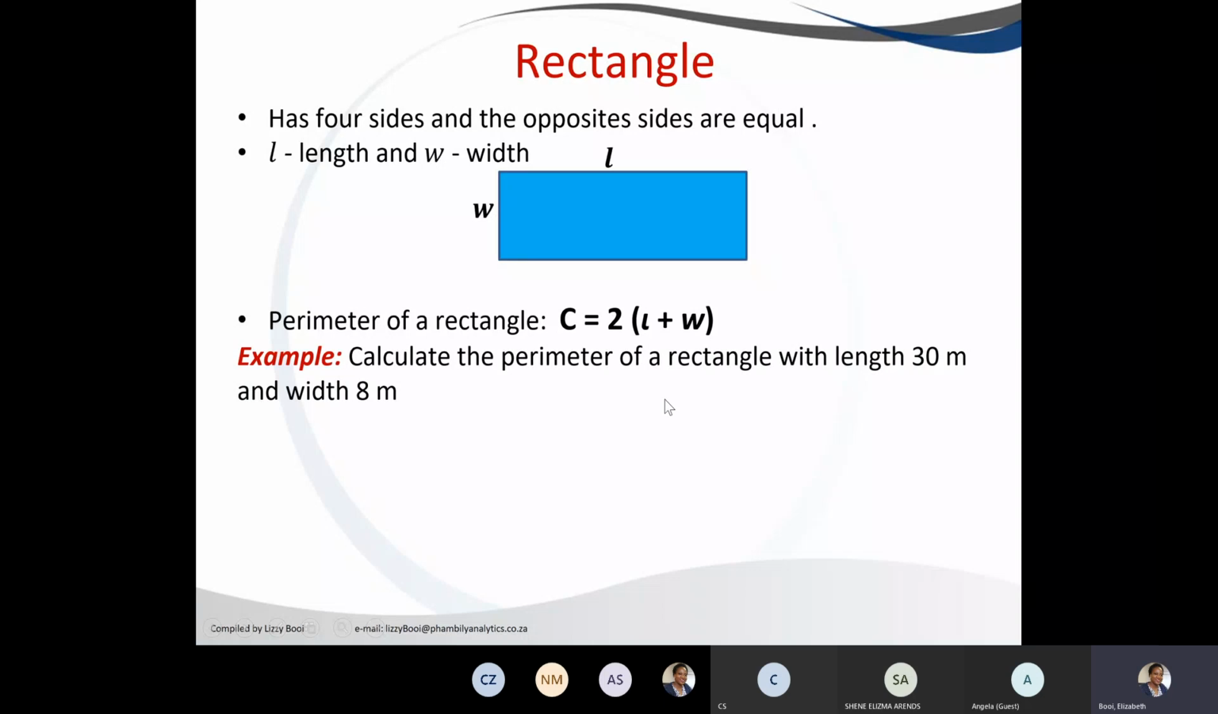So let's say we have a rectangle with the length of 30 and the width of 8. Therefore, if I look at this rectangle, if we say this side is 30, then this side is also 30, and this side is 8, and this side will also be 8. So to calculate this, I can say 30 plus 30 is 60, plus 8 is 68, plus 8 will be 76.